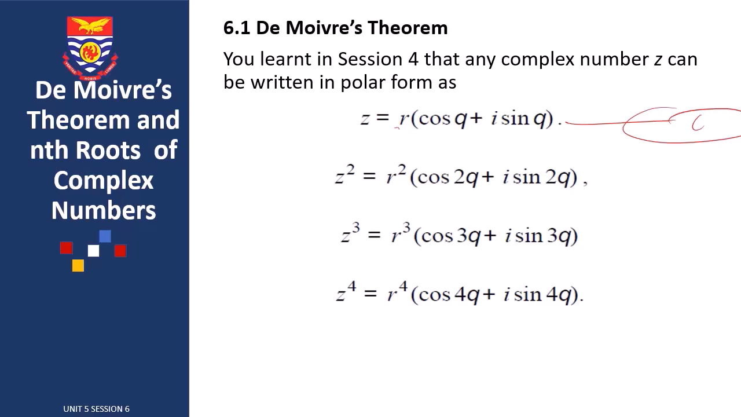Okay, so from equation 1 here, when I square both sides, z squared is r squared, then cos 2θ plus i sin 2θ. Z cubed, you see the way it is following. Z cubed equals r cubed, cos 3θ plus i sin 3θ, in that order. So what do you think z to the power n will be?